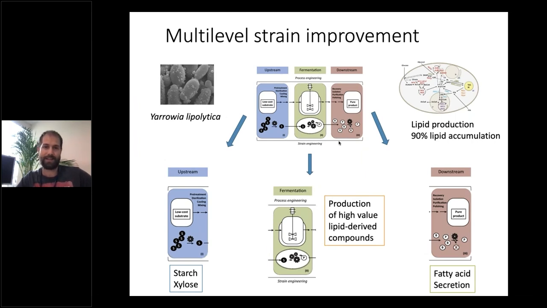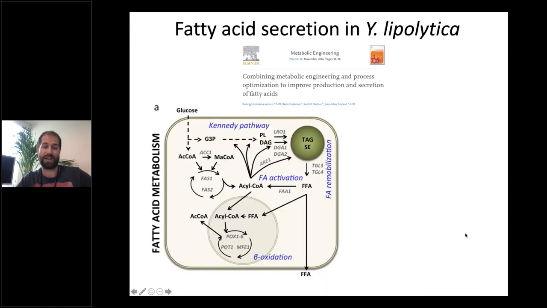So the last example today is about the downstream part of the process. As I mentioned before, one of the limitations of microbial oils is the extraction of these lipids from the cell. You need to break down the cells using mechanical, physical, or chemical agents that can disrupt the cells, or use solvents that are not very good for the environment, to extract this product. So we're trying to get around that by engineering Yarrowia to secrete these fatty acids.